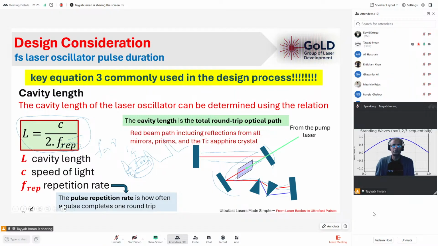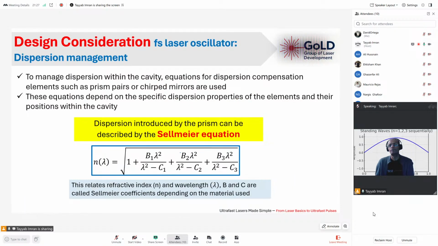Now let's move to the next slide. What other thing are we considering? That is dispersion management. Whenever you design or make the oscillator, you have to think about the dispersion there. Definitely you will insert prisms or whatever other arrangement to compensate the dispersion. But this equation is very important to know. It is called Sellmeier's equation.